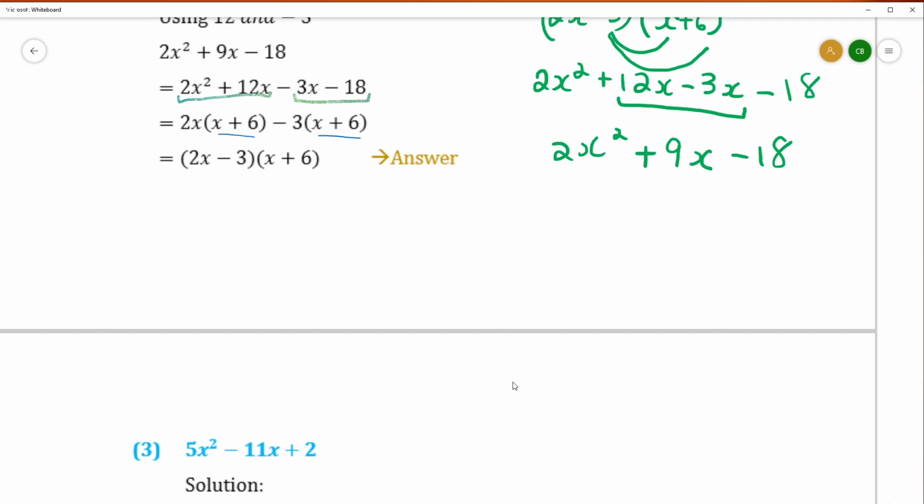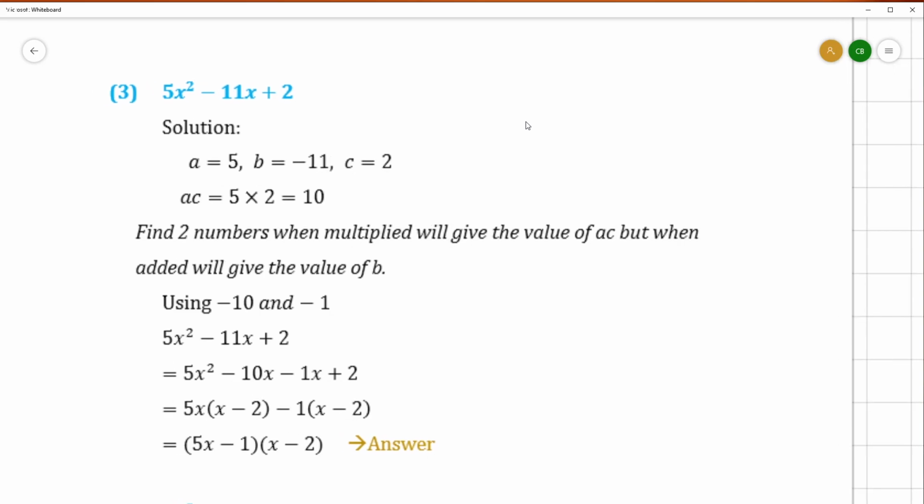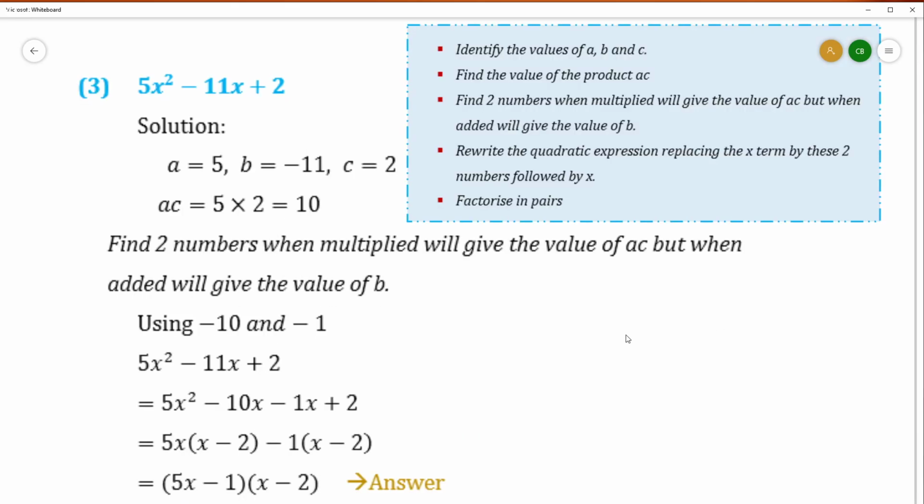Okay, now we are going to look at the solution for this question. Our first step again is to identify the values of a, b, and c. We see that a is 5, b is minus 11, and c is 2. So our product AC would be 5 multiplied by 2, which gives us 10. We are going to find two numbers that when multiplied give the value of AC, but when added give the value of b. So two numbers that when multiplied give 10, but when added give minus 11.